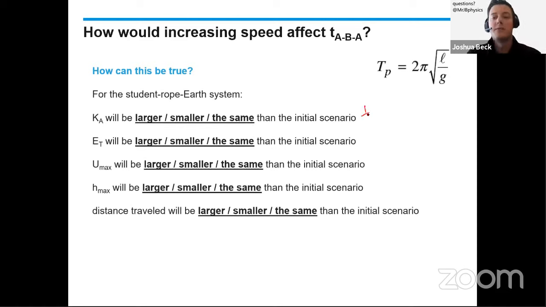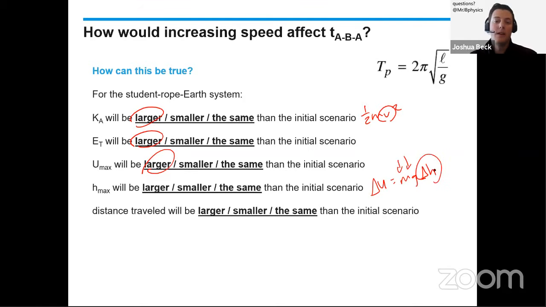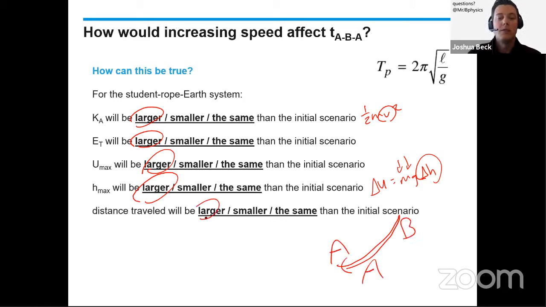Well, if I run at this thing with a little bit higher speed, this value is going to increase. So I'm going to have more kinetic energy, more total energy, and then I'll have more potential energy when I reach the top. Well, that potential energy, I've got the same mass, same g, so the only way I'm going to have a larger potential energy is if I have a larger height. All right, so a larger height means the distance traveled, this trip that I take from A to B to A, is going to be a larger distance.